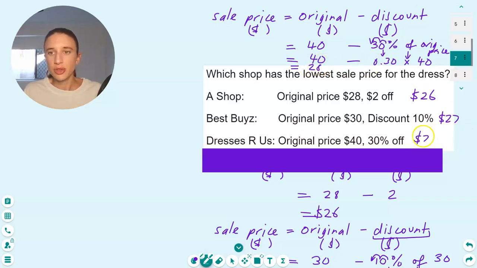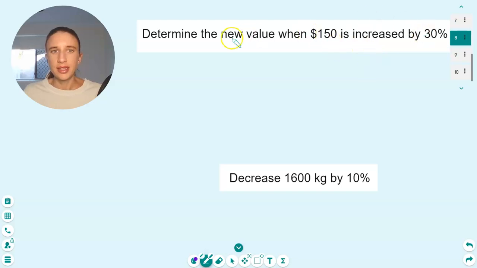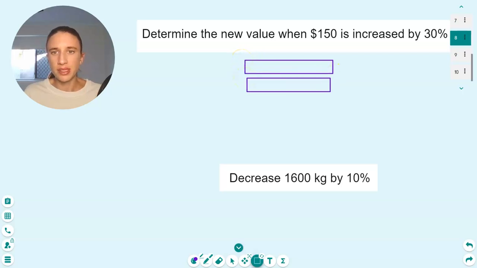And then let's make sure that we answer the question. It says which shop has the lowest sale price? The lowest is A shop. So you would write a sentence and make sure you answer the question, all right? Now, this one, determine the new value when $150 is increased by 30%. Okay, I reckon it really helps here to draw a dollars bar and draw a percent bar.